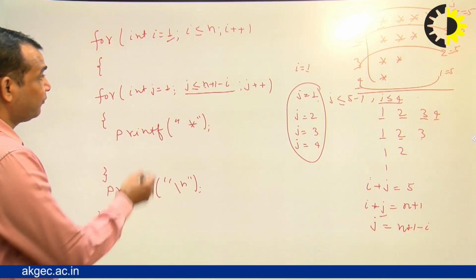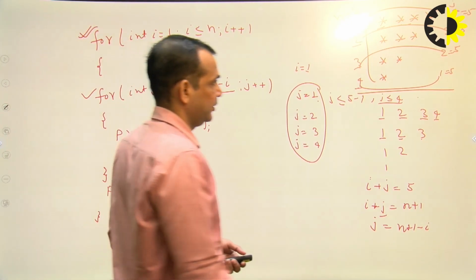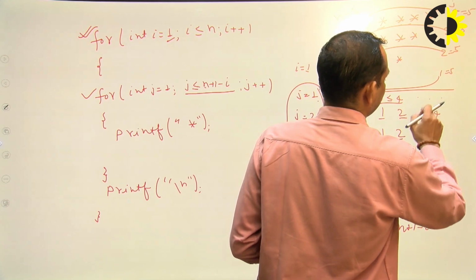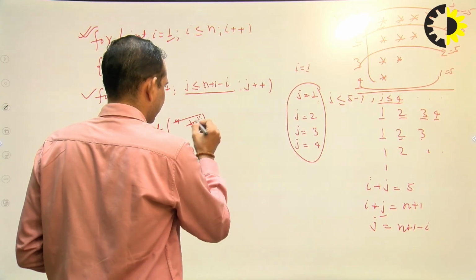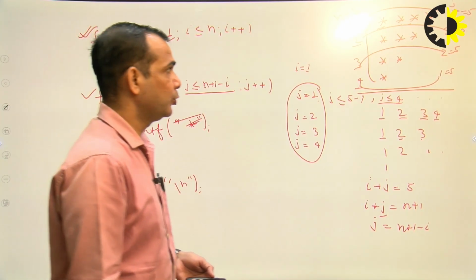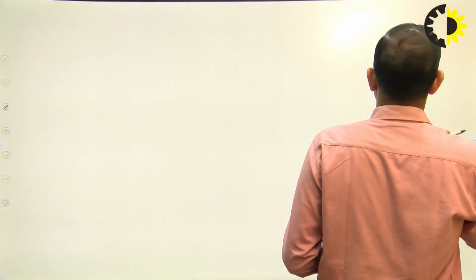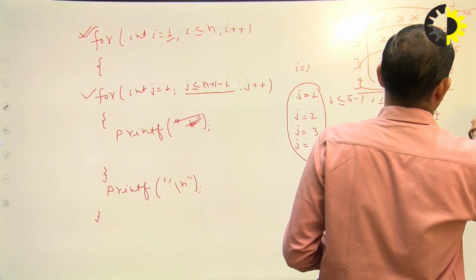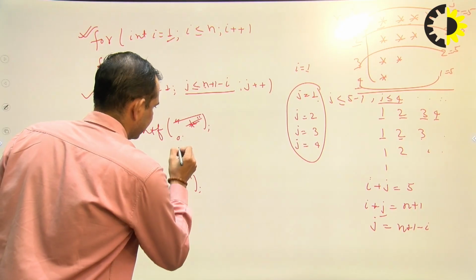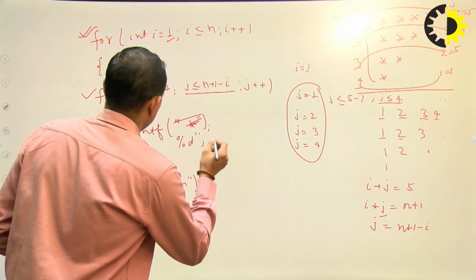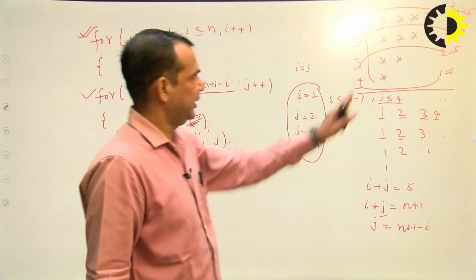So now we have to fix the loop. We have to fix the loop for i. How many times will we execute j? How many times will it execute? Now what do we have to print instead of this? We have to print the value of j. Clear? So instead of this, we print percent d, comma, and the value of j. So it will be printed instead of the star.